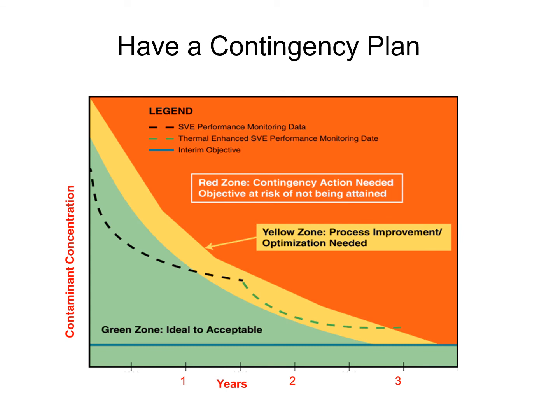Once you have your performance monitoring plan in place, you need to think about a contingency plan, especially if you're not getting the kind of reductions that you expected. This diagram shows a concentration versus time curve in the green. If the remediation proceeds along that line, then no problem. But if, as the dotted line shows, it starts to stray or lag as the years go on and it gets into the yellow zone or red zone, you need to have a contingency plan that can help you reach the goal that you're trying to get on the site.